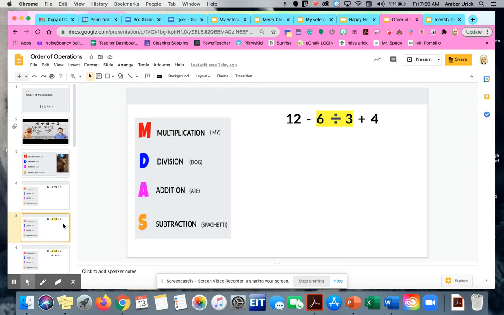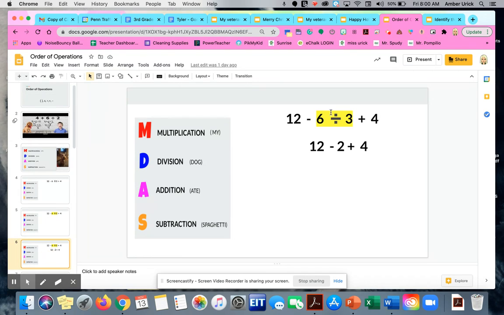And look here, I now have it highlighted for you. It's 6 divided by 3. What is 6 divided by 3? How many groups of 3 are in 6? You should say 2. 3 goes into 6 2 times because 3 plus 3 makes 6, and that's 2. So look here, I dropped down the 2 because 6 divided by 3 is 2.